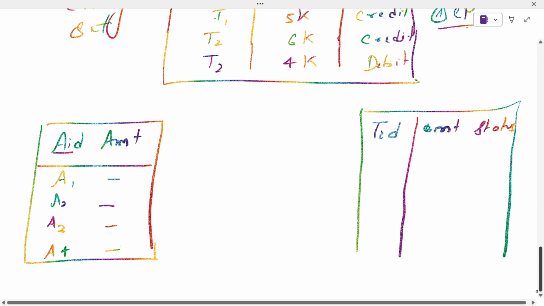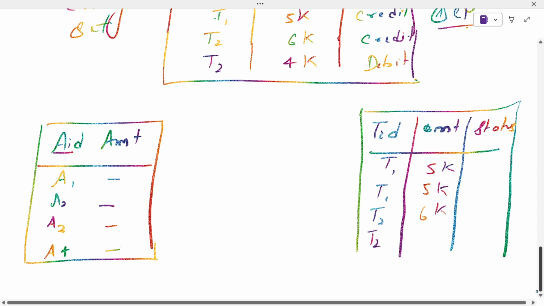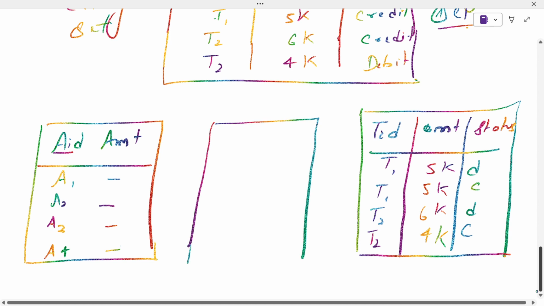Okay, and here we have the TID as T1, T1, T2, T2, and the amounts are 5K, 5K, 6K and 4K, and the status is debit, then credit, then debit, then credit. Okay, this way. So now we need a relationship so that we can relate between these two.